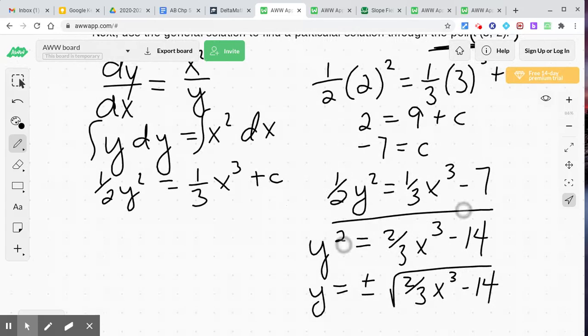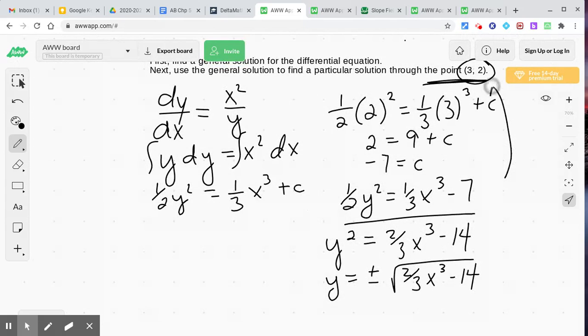Now, if I kind of zoom out, remember my original point was (3, 2). That means that my final particular solution is going to be y equals the positive version of the square root, 2/3 x cubed minus 14. And you might say, well, that sounds kind of dumb. Why do I have to include this plus or minus here with the square root?